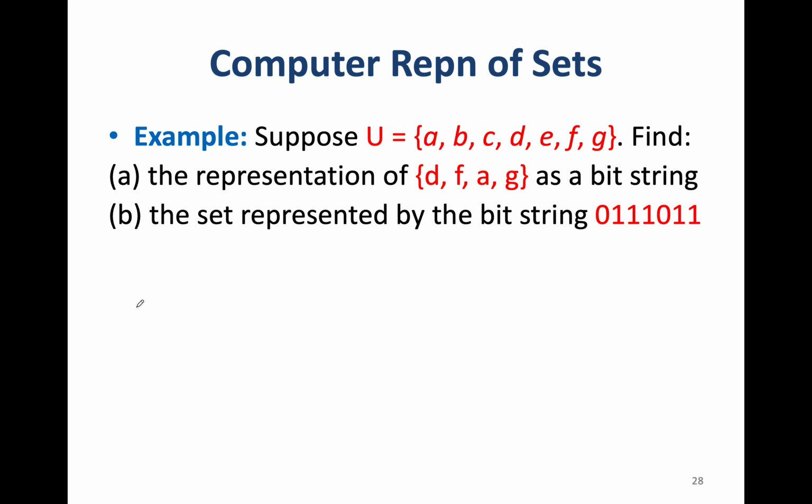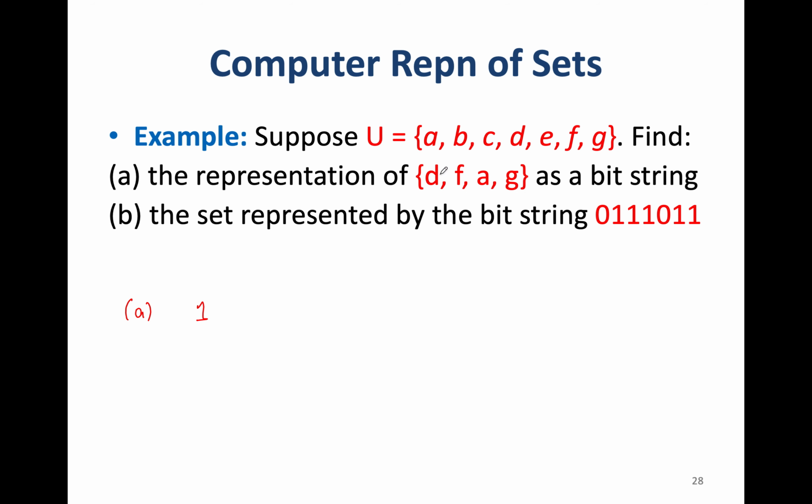Then, in order to find the representation of D, F, A, G, first thing you need to keep in mind is that the numbers will be equal to 1, 2, 3, 4, 5, 6, 7. And then we ask, if the element is in the universal set and the set itself, then we write 1. Otherwise, it will be 0. Starting with, is A an element of A? Yes, it is. So we write it as 1.